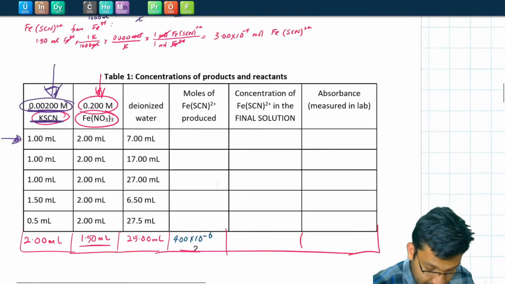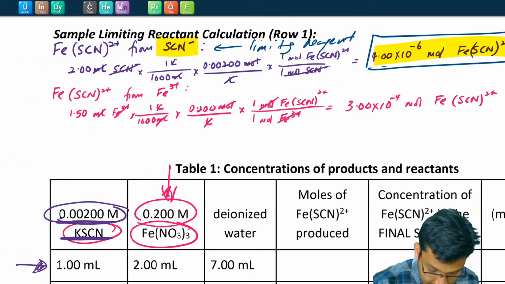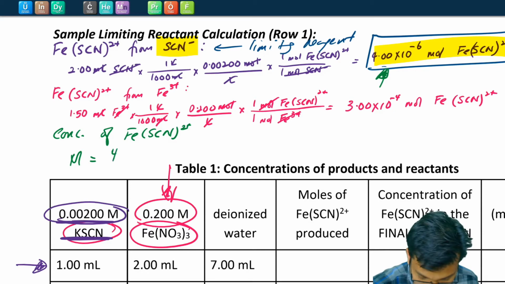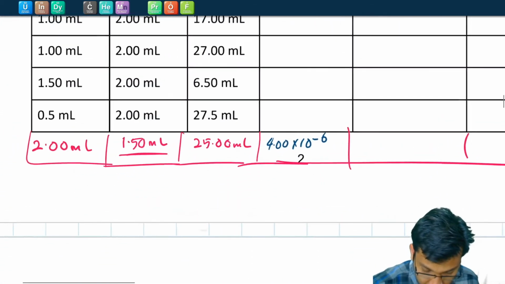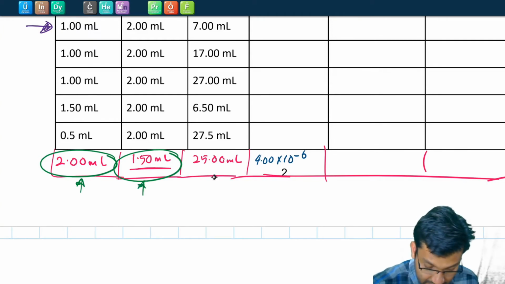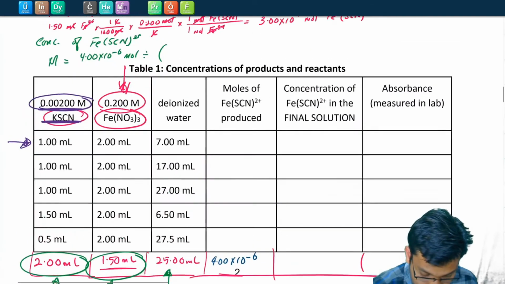And now for concentration, let's create some space. We know concentration is moles over liters, right? So let's use the concentration of the product. So concentration is moles, which we know what it is. We just calculate that: 4.00 by 10 to the negative 6 moles divided by the volume. The total volume comes from the reactants that we added, right? 2 mL of the first reactant, 1.5 mL of the second reactant, and the water, right? Because it's the concentration of the whole solution. So let's add them all up.